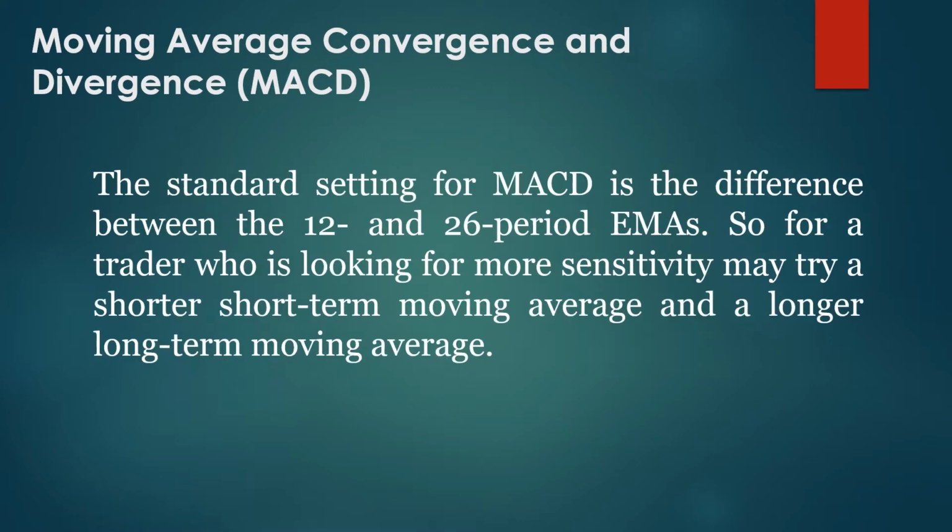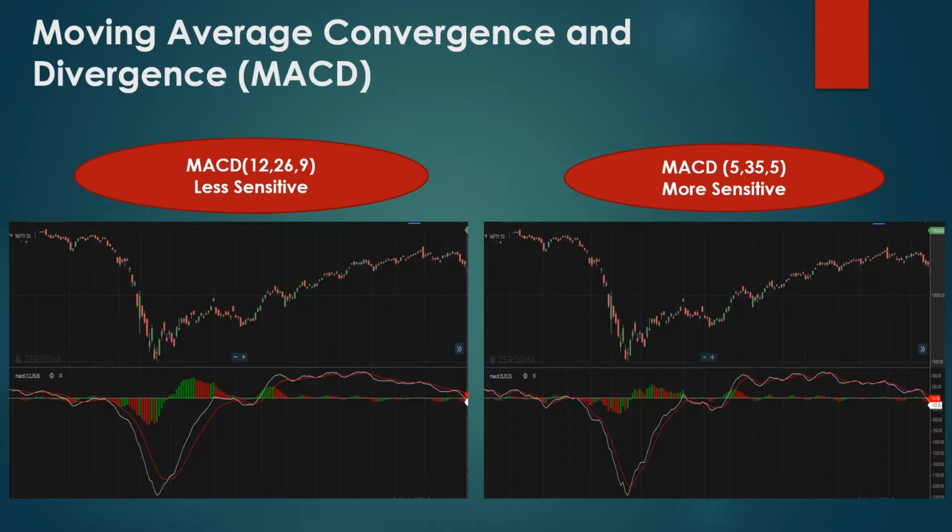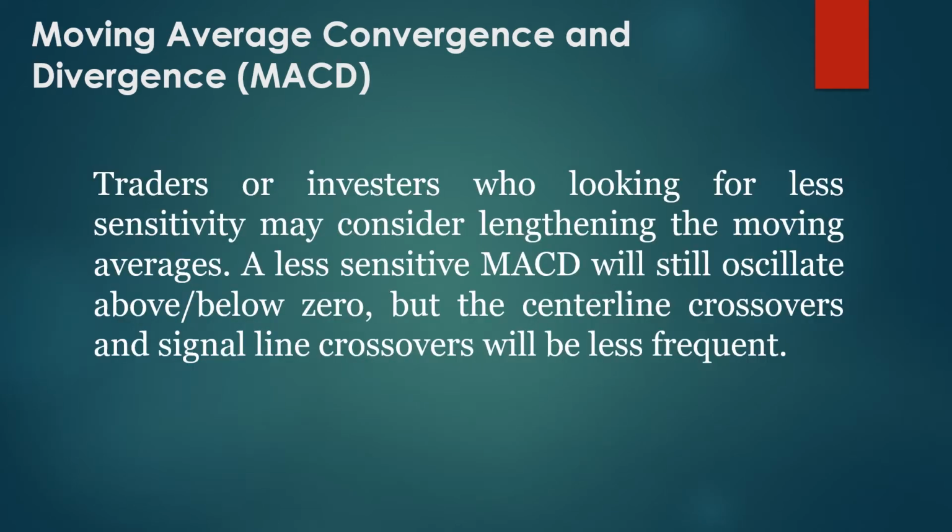The standard setting for MACD is the difference between the 12 period EMA and the 26 period EMA. A trader who is looking for more sensitivity may try a shorter short-term moving average and a longer long-term moving average. A MACD with parameters 5, 35 and 5 is more sensitive than the MACD with 12, 26 and 9. Basically, the trader or investor who is looking for less sensitivity may consider lengthening the moving average.